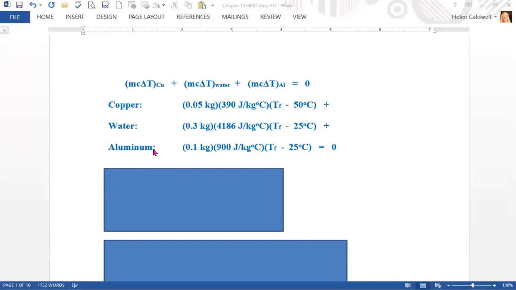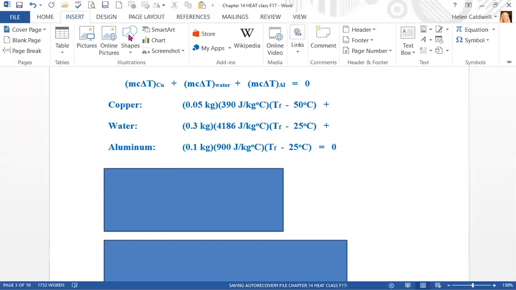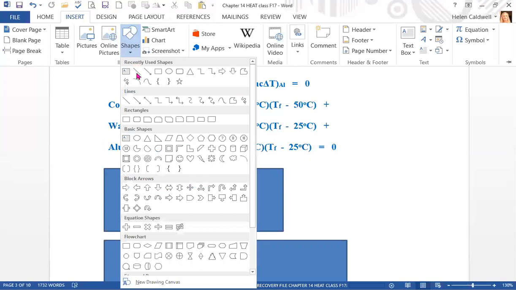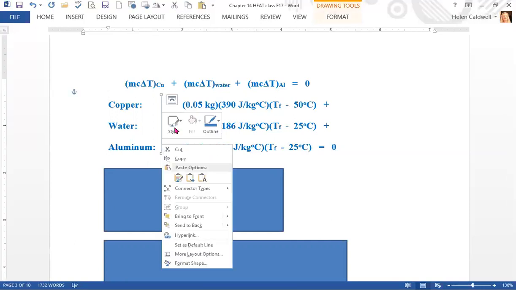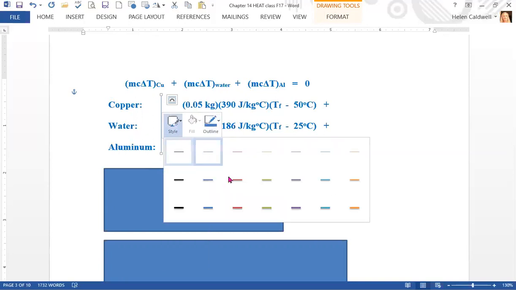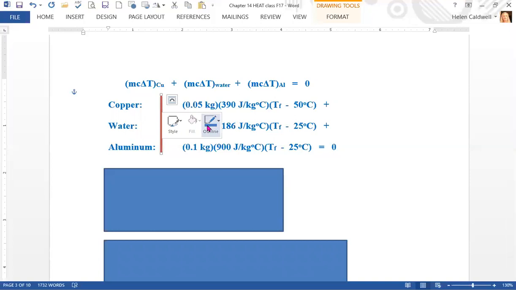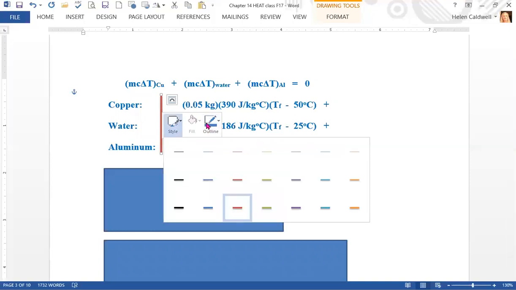Notice I put colons beside them. You could put a little line if you wanted to. And in fact, I could, let's see, we can make it red, and we could, whoops, where are we?